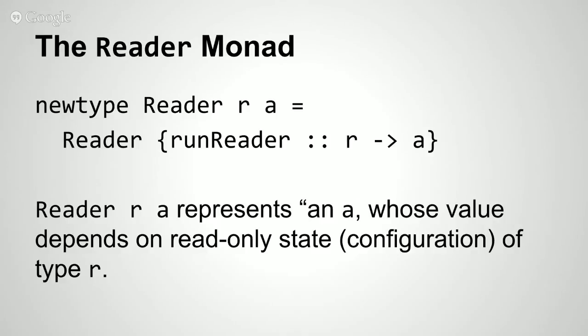So the reader monad. We've already discussed that a function type on a known type R is a functor, and that it's an applicative. It's also a monad. In this case, we have a new type around it, and so Reader is a constructor. It takes an R to A, and it returns a Reader R A, and runReader just inverts that. It just gets the function out of it. What it represents is an action that returns an A and can depend on read-only state, like a configuration type.